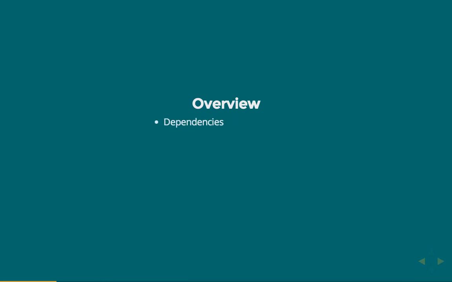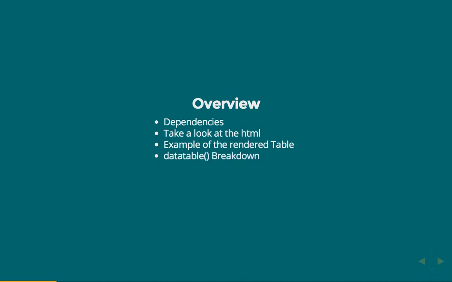First, I'm going to talk about the dependencies, and we're going to take a look at the HTML markup and what you need to do to hook into the datatable plugin. Then I'll show you an example of a rendered table using the HTML markup. And then we're going to get into the datatable function itself and break down the different keys and what they do and how they modify your table. We'll then show you an example of a modified table using an array versus using the HTML markup.